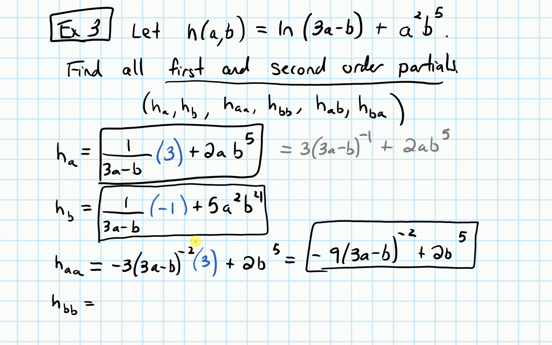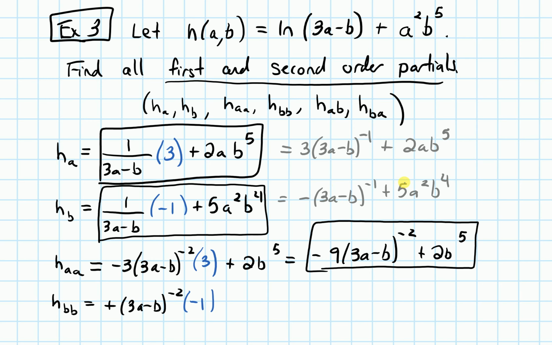All right, so it's going to be helpful if I take HB and I rewrite this as negative (3a minus b) to the negative 1 plus 5a squared b to the 4. So taking the partial derivative of that with respect to b, I need chain rule for this first term. The negative is going to come down and I'll get a positive, and I'll have 3a minus b to the negative 2. Multiply that by the partial derivative of the inside with respect to b, which is negative 1.